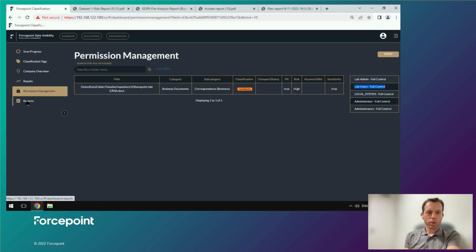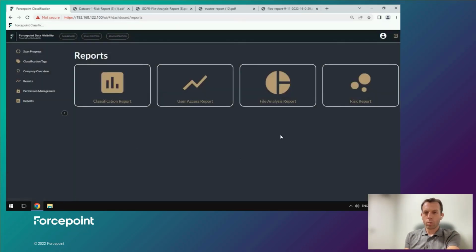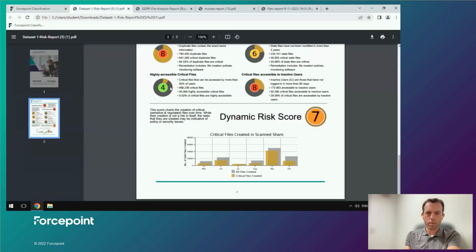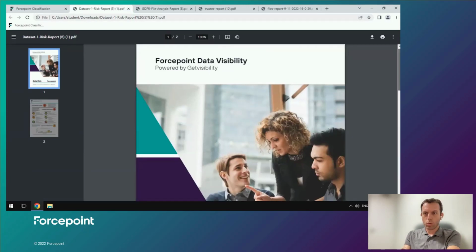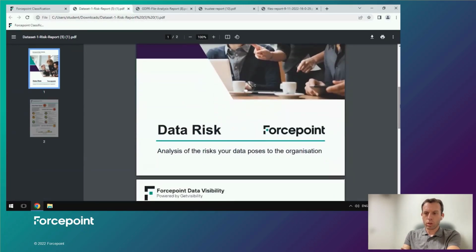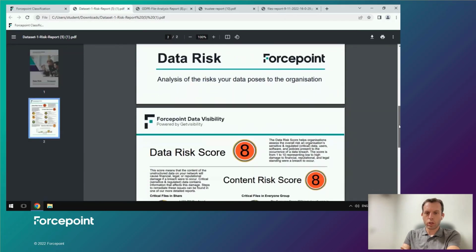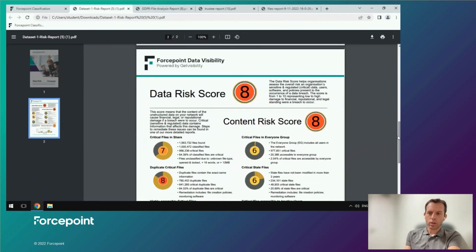Now let's go to the report section, and we can run an executive report. Just click on the risk report, and the report will be generated on the fly. So I already got it ready in this tab. And this is, as you can see, an executive report of 2 pages, but the 2 pages are very specific, which give information to our management about the risk associated with the file in the organization.